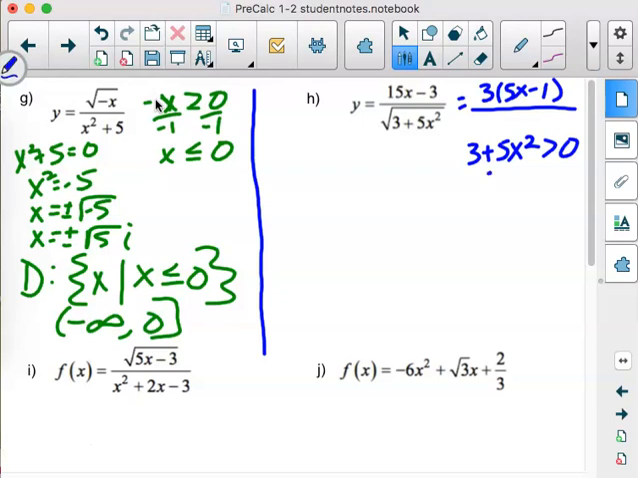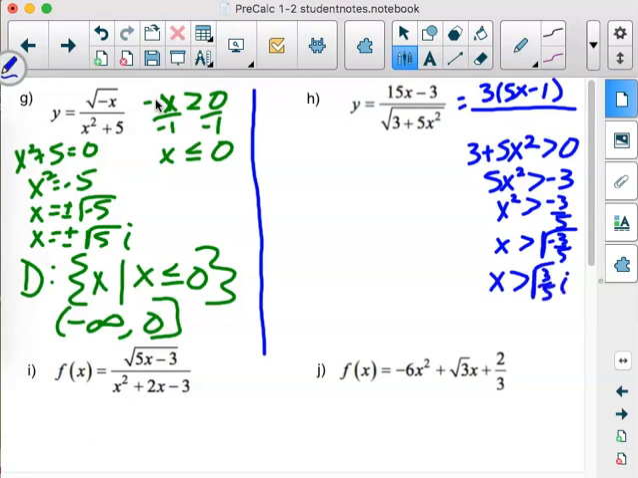Alright, I'm going to have to subtract 3 from both sides and divide by 5. And then I'd have to take the square root. Well, that's going to be x is greater than the square root of 3/5 i. Well, what does that mean? Well, it's imaginary. That's the only way that we would get a 0 in the denominator would be by having that be imaginary. And again, our domain is about restrictions for the real world. So what that means for us is this one doesn't have any restrictions.